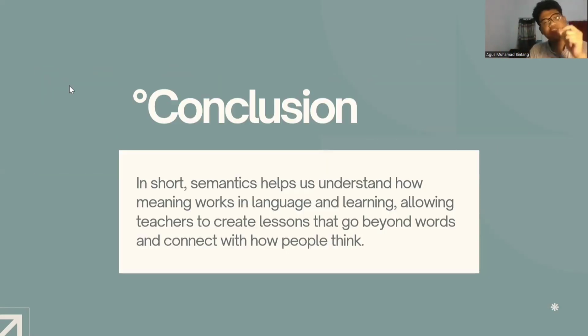So semantics can connect one person's thinking to another person's. For example, William Shakespeare can be connected to our modern readers.